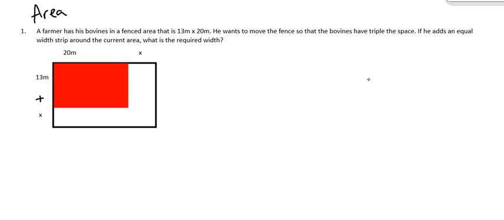Hi everyone. I wanted to throw up another area question for you, or another word problem. Sorry, this is an area question. So a farmer has his bovines in a fenced area that is 13 by 20. That's what's here in the red. Maybe green would have made more sense.